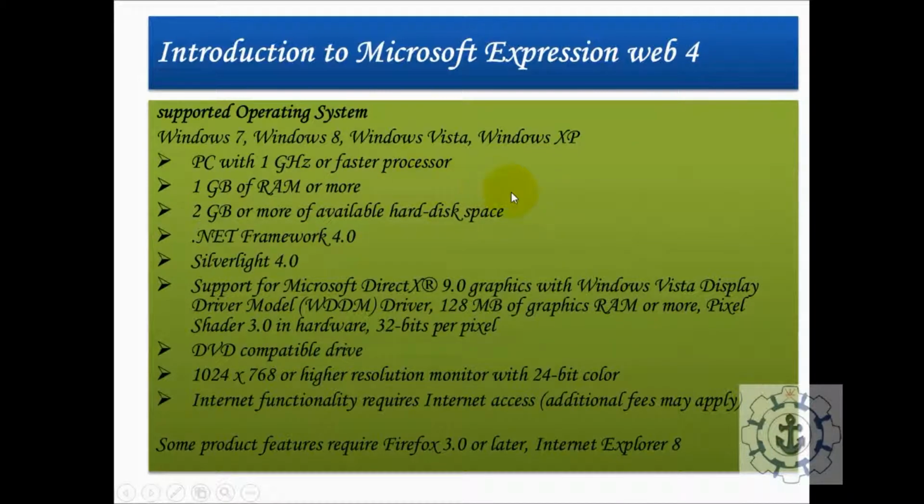So what are your basic requirements? For example, it should have a 1 GHz or faster processor, 1 GB of RAM, 2 GB or more available hard disk space, .NET framework, Silverlight 4.0, and support for Microsoft DirectX 9 graphics with Windows Vista display and driver module, and 128 MB of graphics RAM or more, and a DVD, and a 1024 by 768 or higher resolution monitor with 24-bit color. So these are the basic requirements for Expression Web 4.